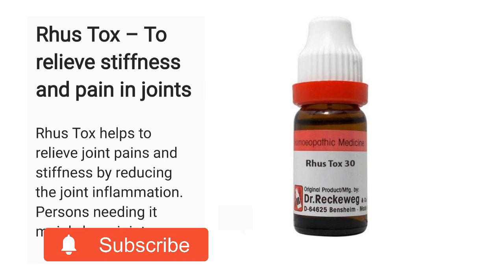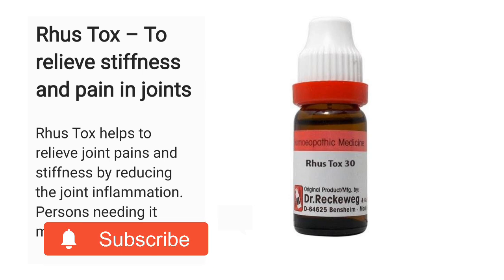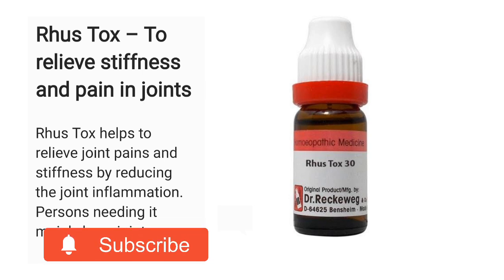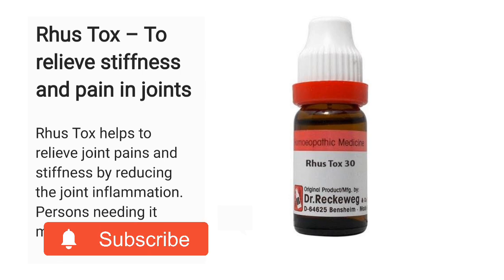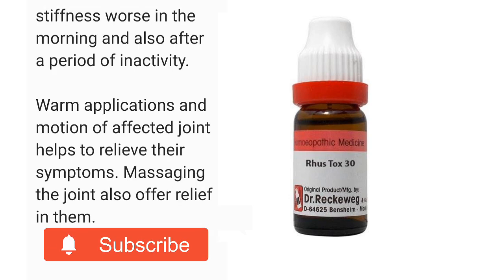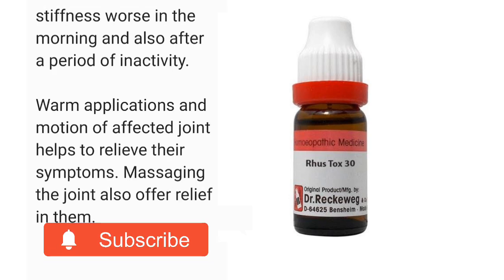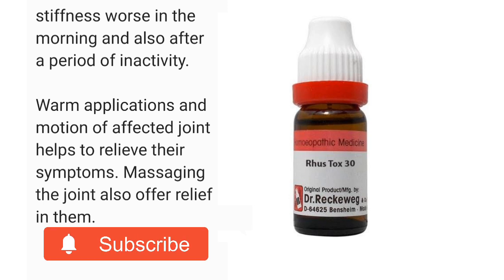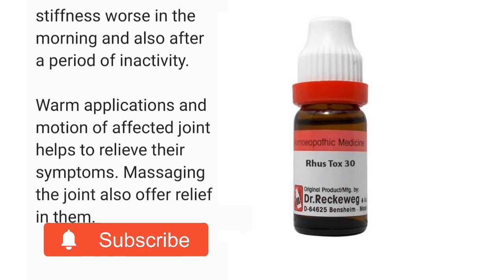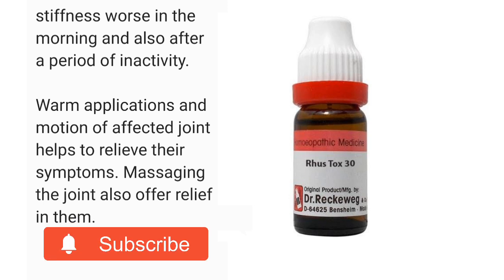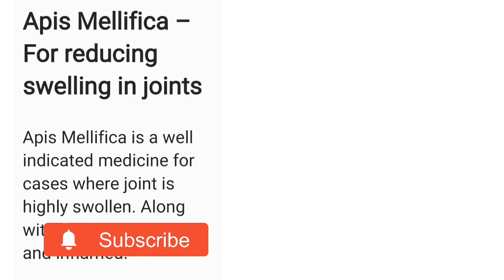Patients complain of stiff joints in the early morning, which are aggravated in the morning time and also after a period of inactivity, and it is relieved by warm application and motion of the affected joints. This medicine can be taken in 30 potency daily, early morning, one time. The second drug is Apis mellifica.